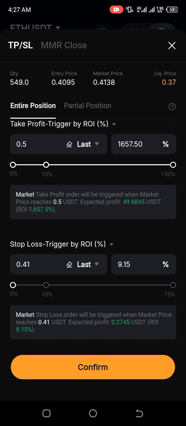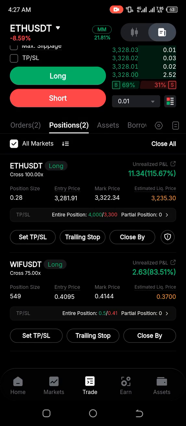When my trade gets to 200% profit, I will lock 150. When it gets to 400%, I'll lock 350. So I move by 50-50 when I'm in a small leverage.